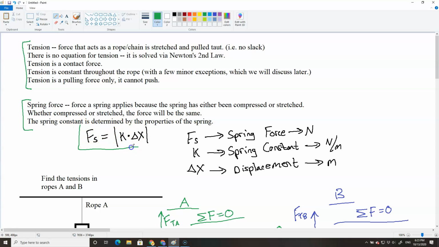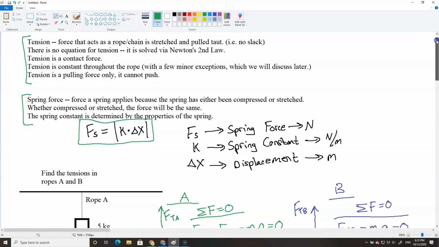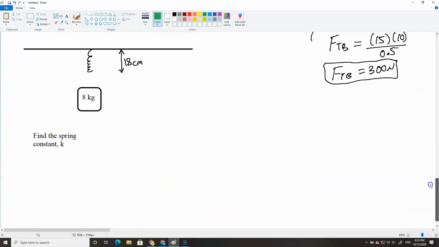You'll see that the equation is put in absolute values. That's because we don't really care if the displacement is left or right, up or down. We only care about the direction of the spring force. So we're just going to solve what the magnitude of the spring force is, and then go back to Newton's second law and assign positive and negative as needed to fit our particular problem.